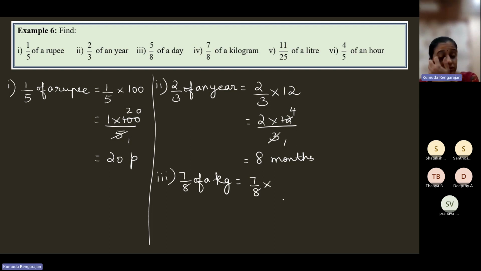So 1 kilogram is equal to how many grams? 1000 grams.